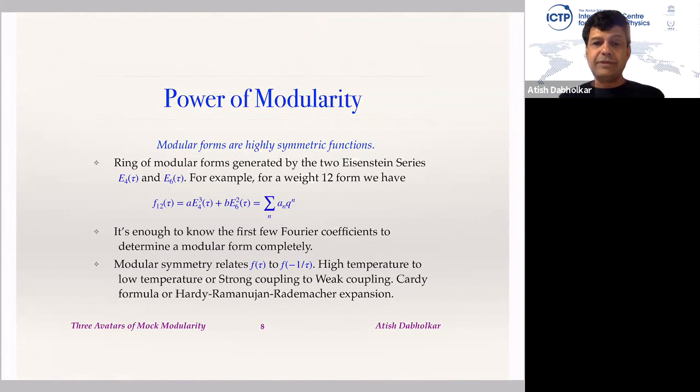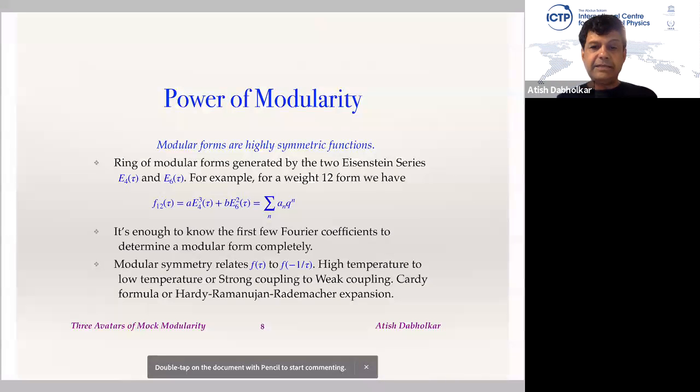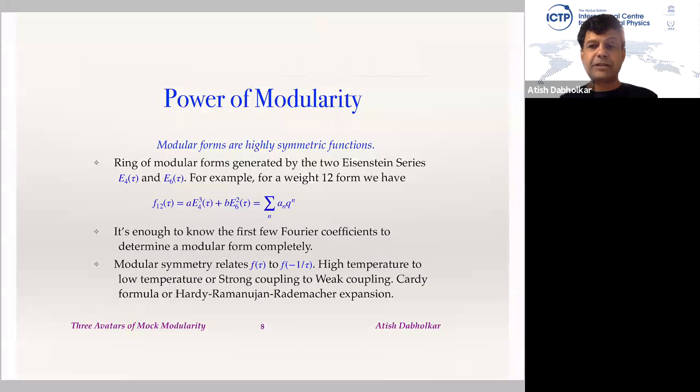And this leads to a very powerful result. As we know, in conformal field theory, there is this Cardy formula, which gives you the exponential asymptotic growth of states, or the Fourier coefficients. How rapidly do these Fourier coefficients a_n grow as a function of n? That is determined by the modular properties of this function. And in fact, there is a very beautiful exact expression, of which the Cardy formula is just a small part, which is known as the Hardy-Ramanujan-Rademacher expansion.